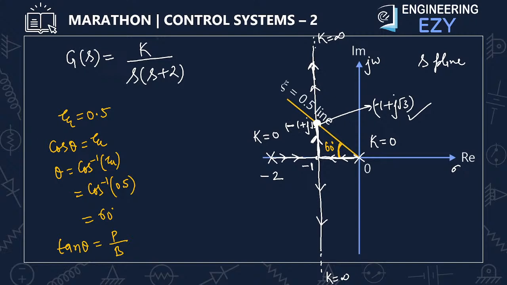And once we calculate the intersection point, now apply the magnitude criteria to calculate the value of K. This type of question is very important in the GATE exam because they are secondary questions. You cannot calculate the K value directly.